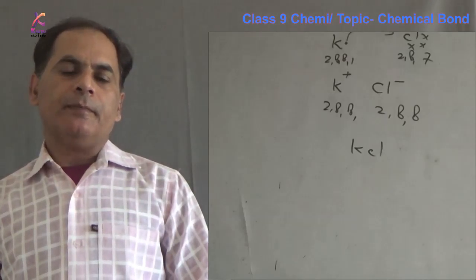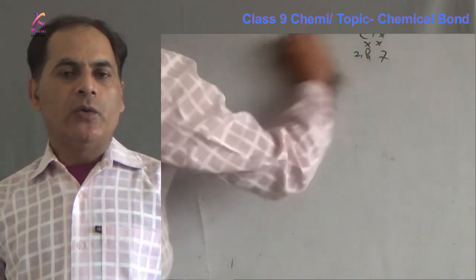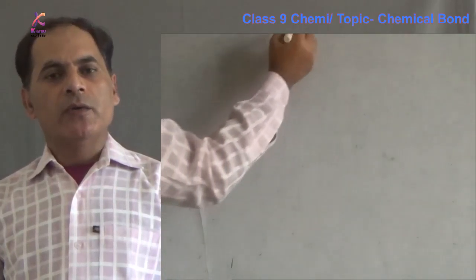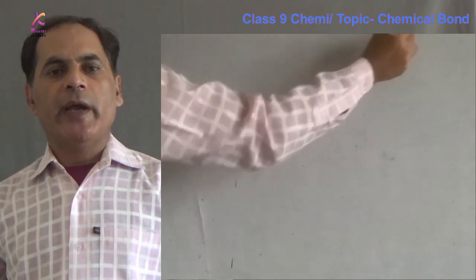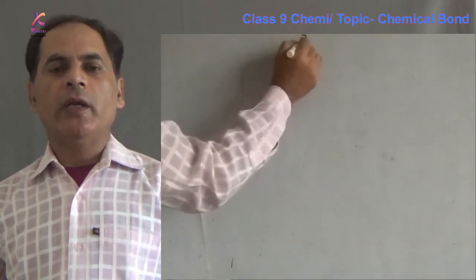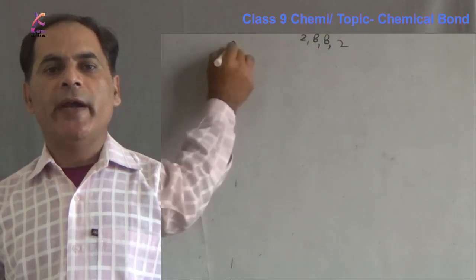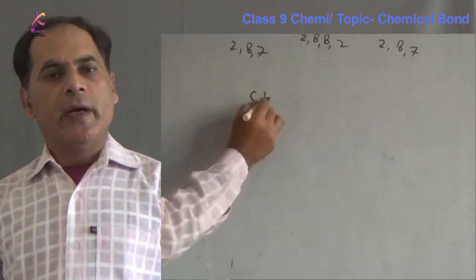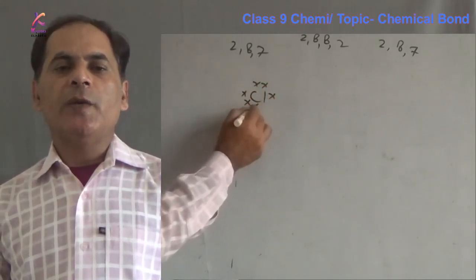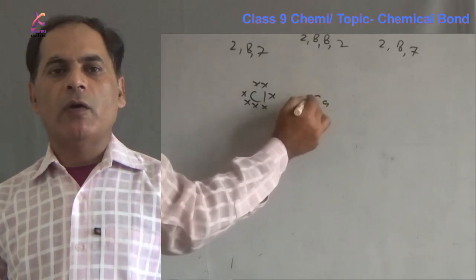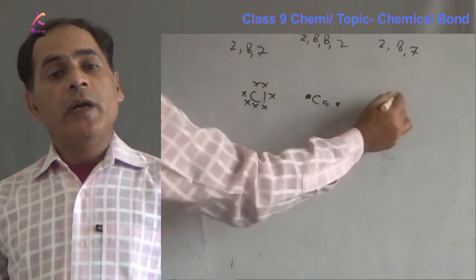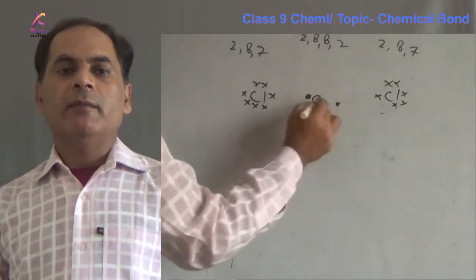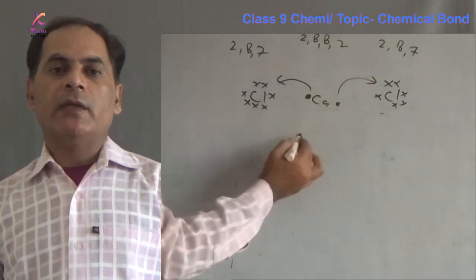Second is CaCl2, the formation of CaCl2. In calcium there are 2 electrons in the last shell. The configuration is 2, 8, 8, 2, and the chlorine atom has the configuration 2, 8, 7. In this situation, the chlorine atom needs one electron, and the calcium atom has 2 electrons in the outermost shell. Chlorine can gain one electron because after gaining one electron its octet will be complete. Now one electron is left with the calcium atom.